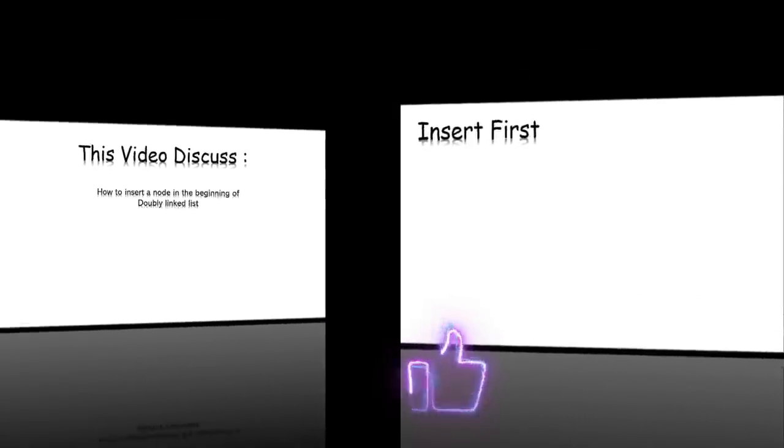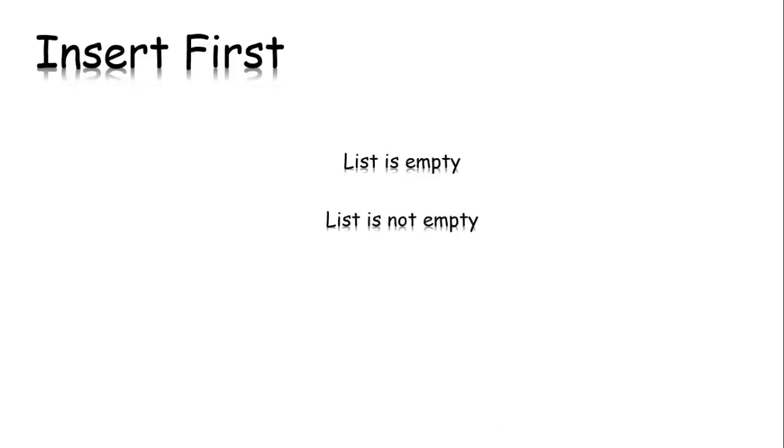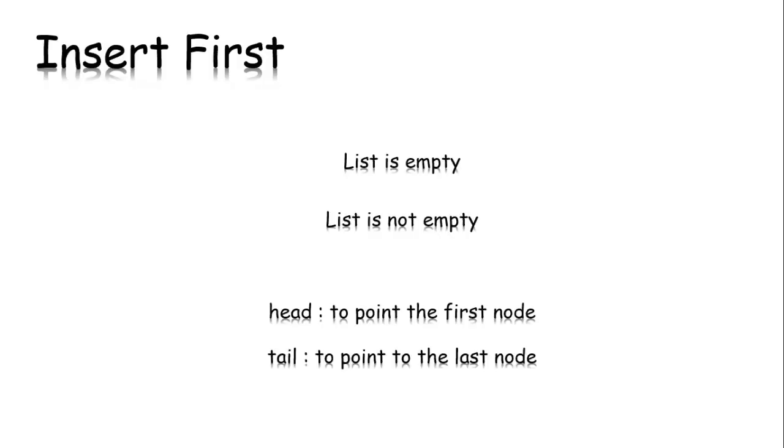This video discusses how to insert a node in the beginning of a doubly linked list. There are two situations: when the list is empty, and when the list is not empty. When you work with linked list operations, you will need two pointers. The first is the head pointer, which points to the first node, and the second is the tail pointer, which points to the last node.